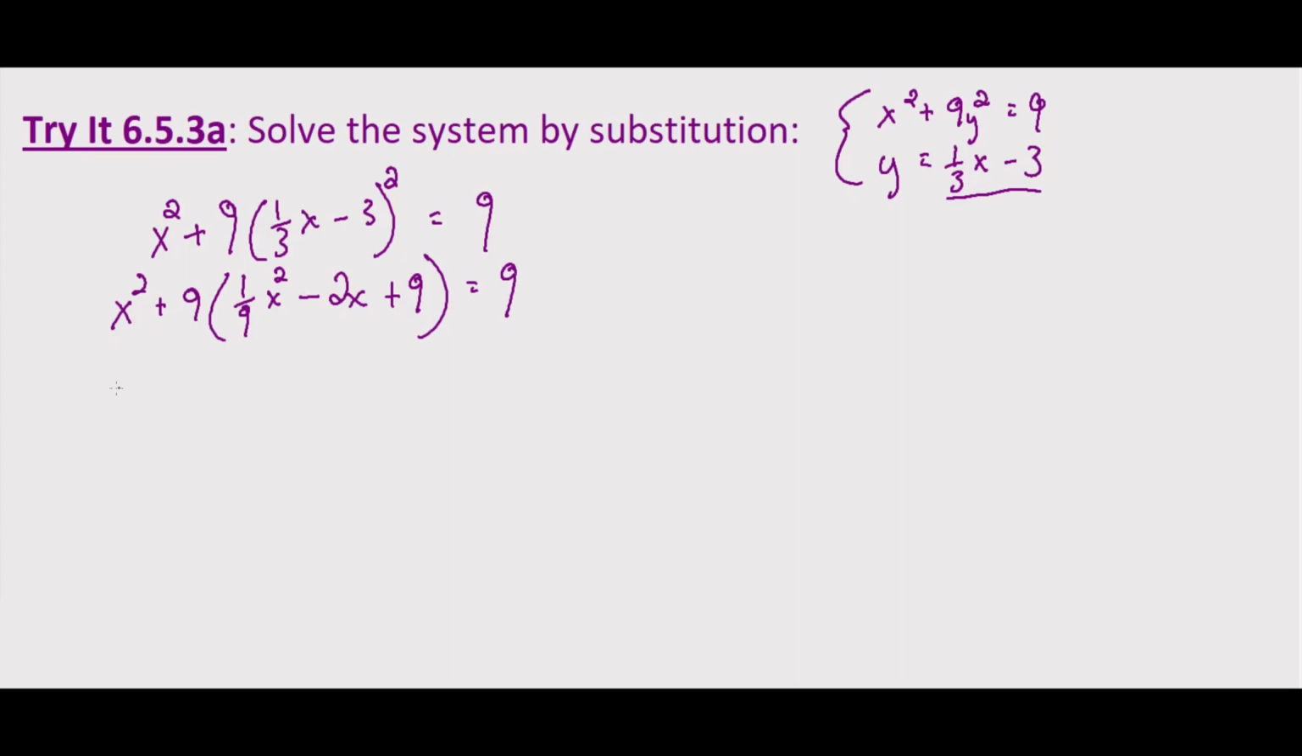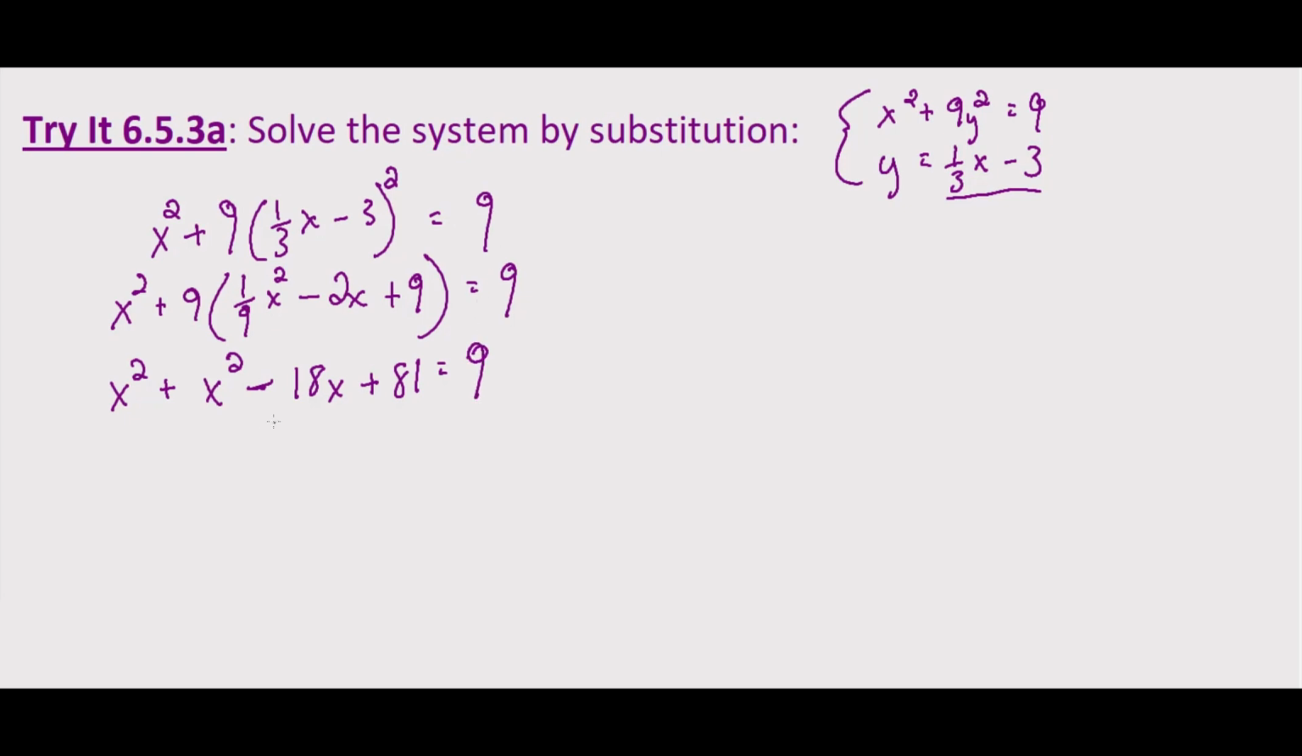Now we can distribute the 9 and we get x squared plus 9 times 1/9 x squared is just x squared. 9 times 1/9 is 1. Minus, because it's a plus times a minus, so we end up with a minus. 9 times negative 2x is 18x, minus 18x. 9 times negative 2 is negative 18. And then we have the x variable in this term as well. And then 9 times positive 9 is just 81. And again, this still equals 9.